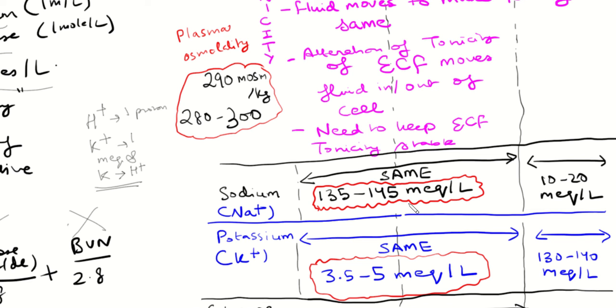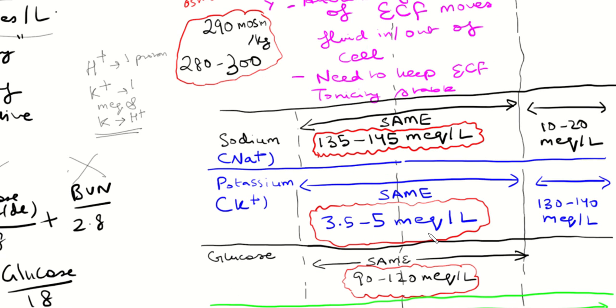And essentially 135 to 145 milliequivalents per liter is in the extracellular space. Please know this number, okay? Which means in the interstitium and in the intravascular space. Inside the cell is 10 to 20 milliequivalents per liter. Potassium reverses. It is a small amount, 3.5 to 5, outside the cell in the intravascular space and in the interstitium, but inside the cell it's 130 to 140. I need for you guys to know potassium outside the cell, which is 3.5 to 5.